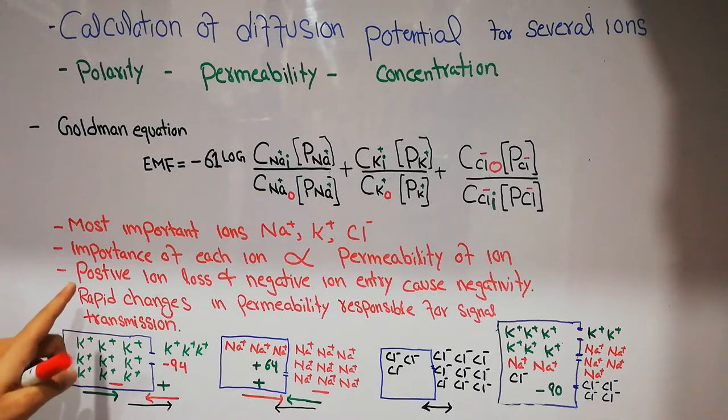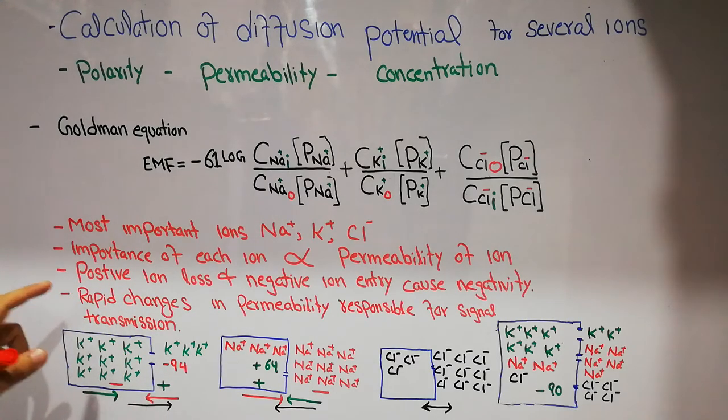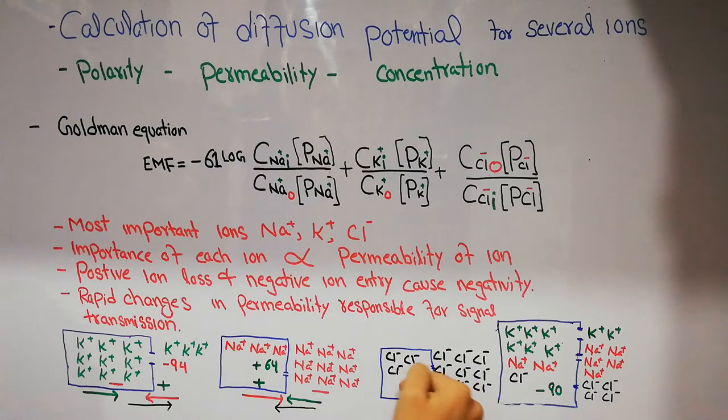Then we will consider the charge, how the charges are going to distribute. If a positive ion is going out, a positive ion loss, or negative ions come inside, then both of these factors will cause negativity to develop inside the cell. For example, if one potassium ion is lost and goes outside the cell, then it will cause the intracellular environment to become negative. Similarly, if one chloride comes inside, it will also make the intracellular environment negative, because negativity will be brought both by the loss of positive ions as well as the entry of a negative ion.